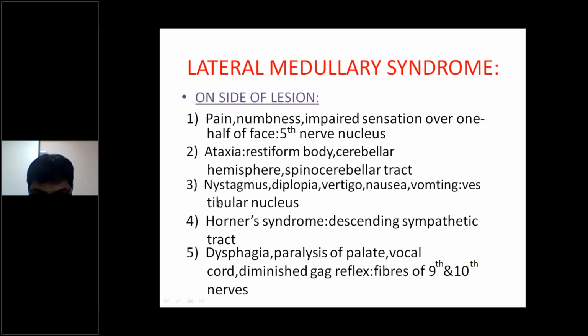If the eighth nerve is involved, you will get nystagmus and vertigo. The eighth cranial nerve is the vestibulocochlear nerve. Okay, Horner syndrome: sympathetic tract involvement. What are the clinical features of Horner syndrome?